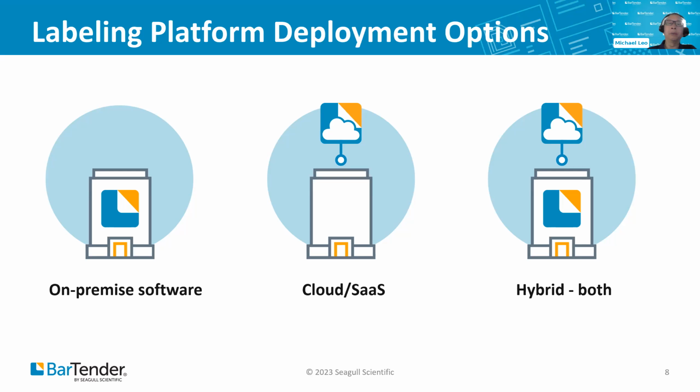And then finally, we'll look at customers that have deployed both on-premise software as well as their label printing via the cloud. And of course, we refer to this model as hybrid, where they are using both deployment options.